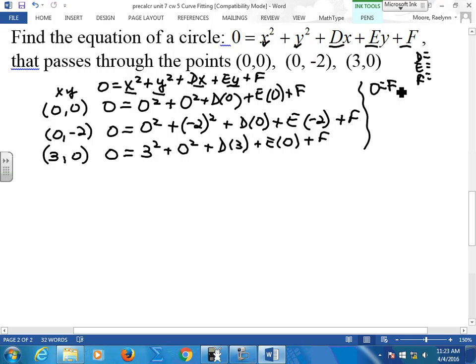That's a nice one. The next one says 0 is equal to, this is a 0, this is a 4. So what's 4 plus 0? 4. There's a 0 here, so 4. This cancels out, minus 2e plus f. Here's a 0. 9 plus 0 is 9, plus 3d. 0 cancels out, plus f. So here's our 3 equations.